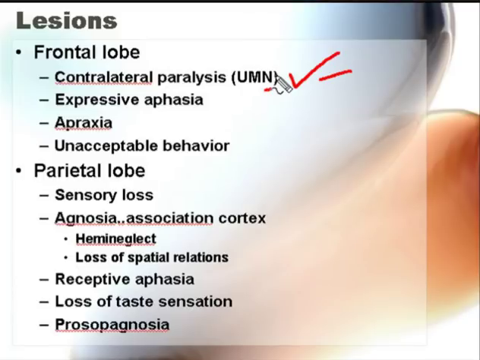And seizures just mean that there is an alteration in behavior due to an abnormal burst of firing of neurons in the cerebral cortex. So if the motor area is irritated, there's an abnormal burst, and that's why it gives rise to seizures. Now, if the Broca's area is involved, you'll have expressive aphasia.